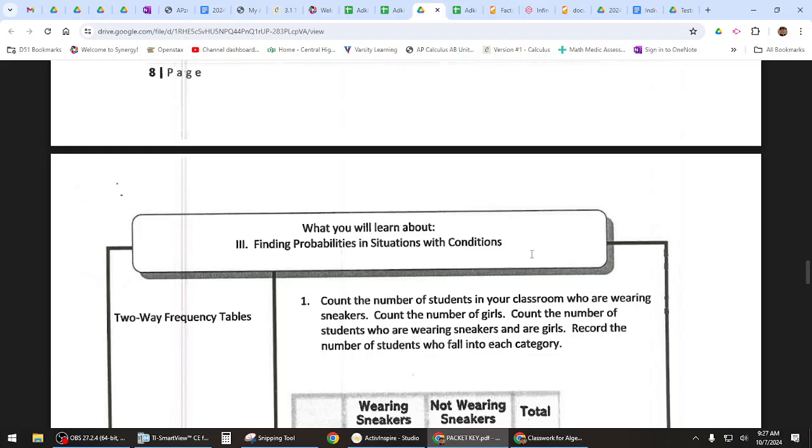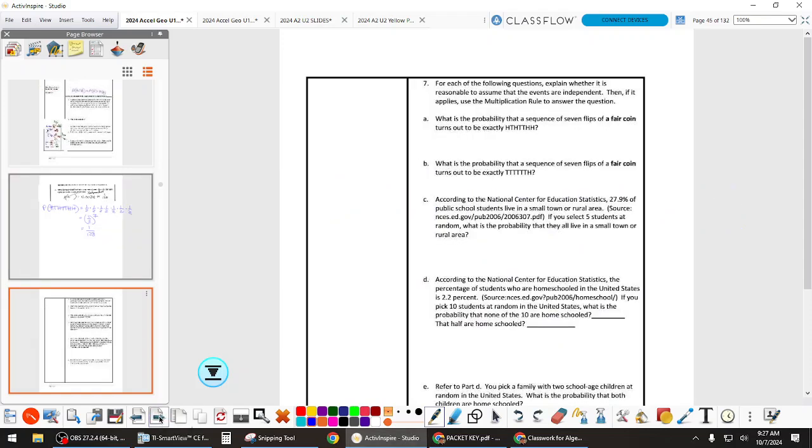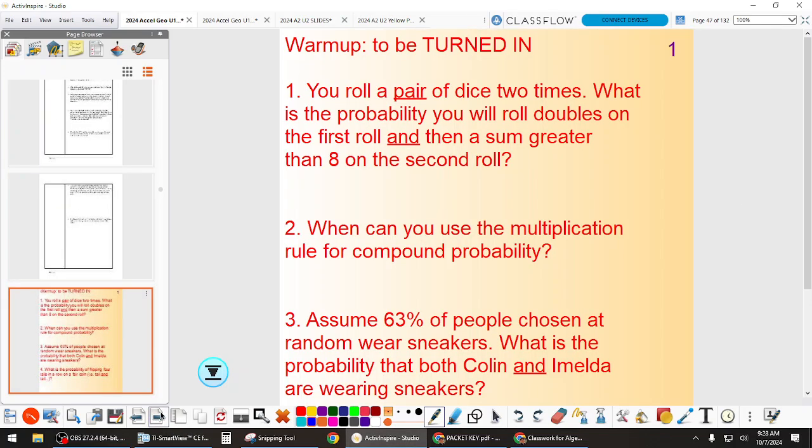So if they just said, hey, pick a kid at random, are they passing math? That's a different probability than pick this class, are they passing math? Does that make sense? Because now we've changed the condition. Okay? So we call that conditional probability, and it's kind of interesting too, just like all this stuff was.